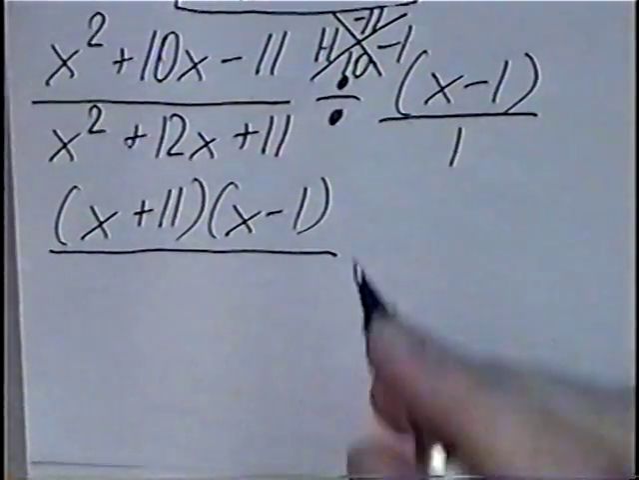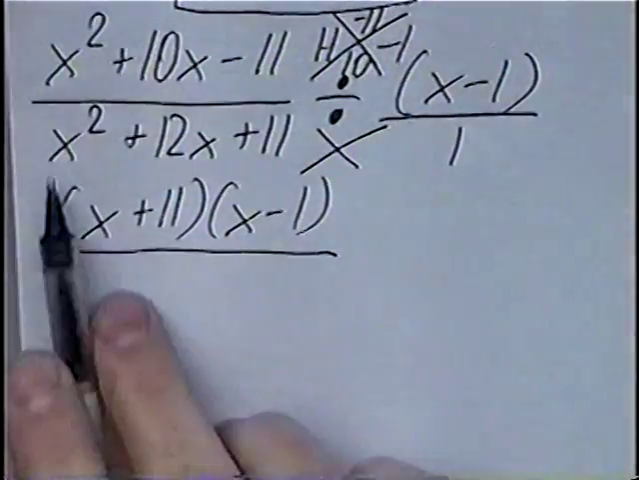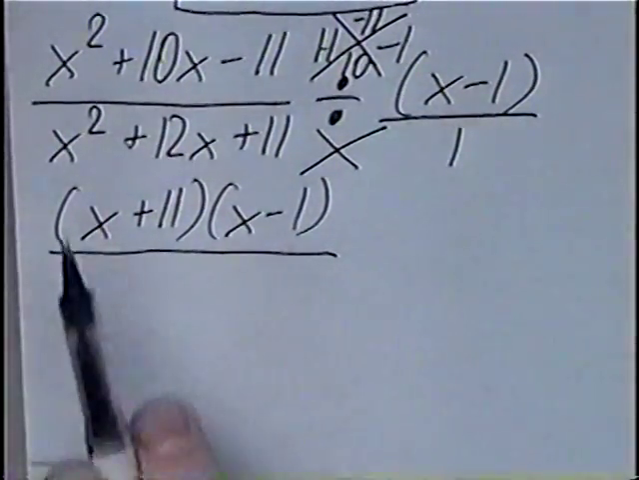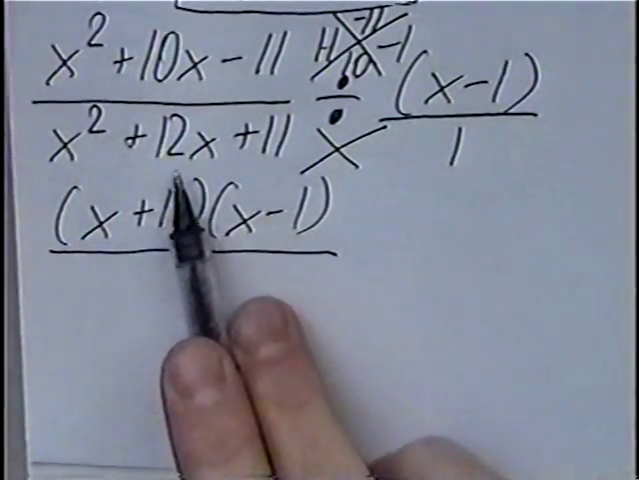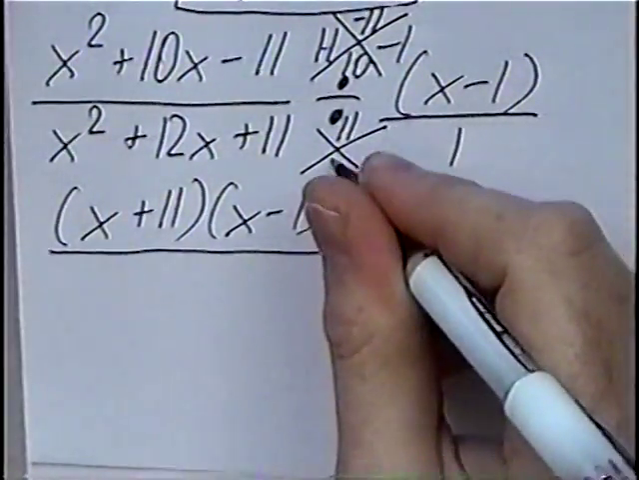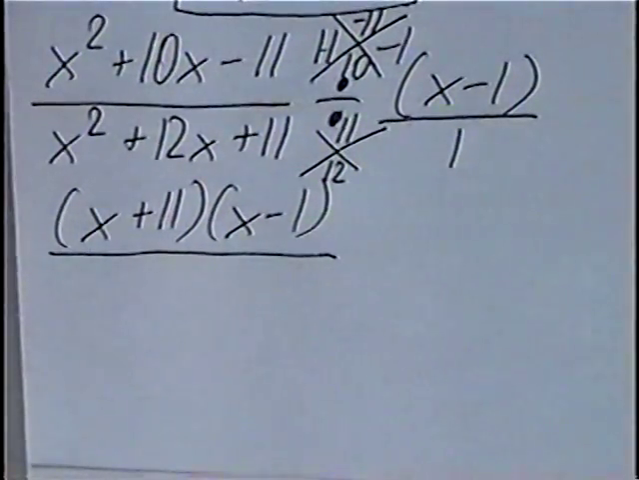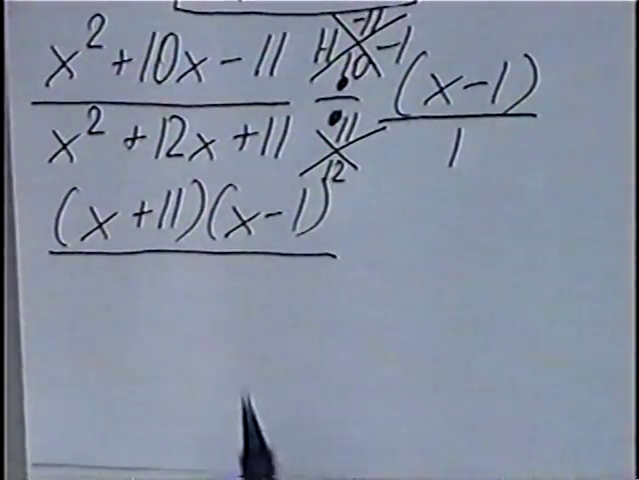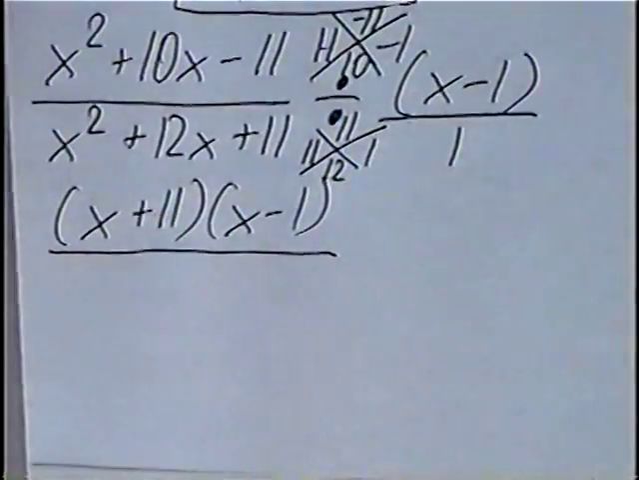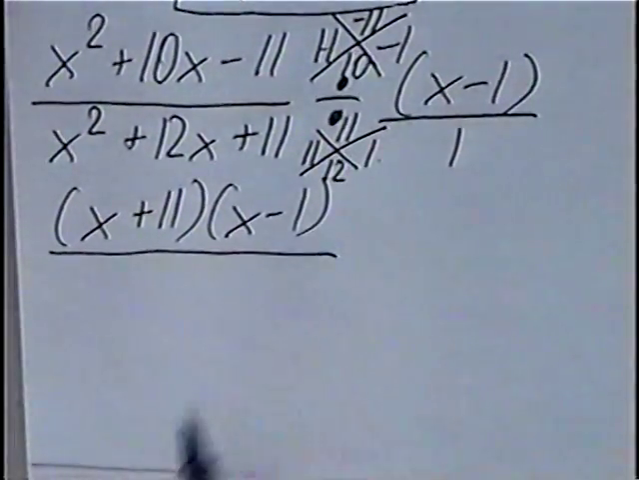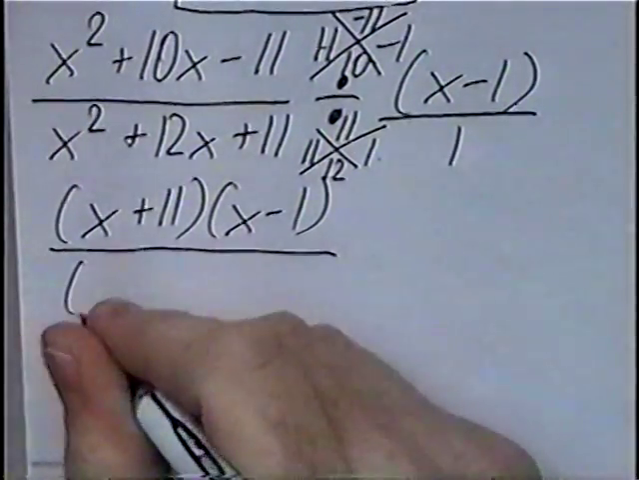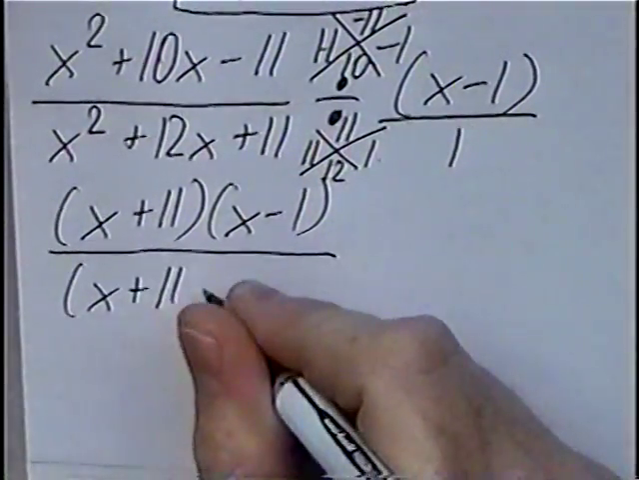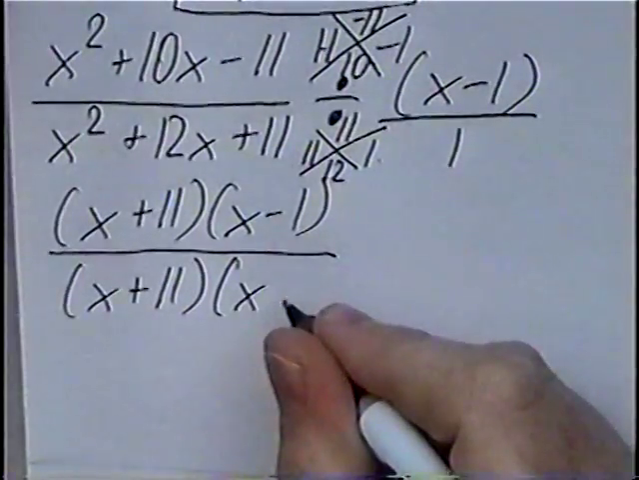Factoring the denominator. Again, x squared plus 12x plus 11, the trinomial, we can factor with a diamond or x method. Numbers that multiply to get 11 and add to get 12. Those numbers would be 11 and 1. 11 times 1 would be 11, and 11 plus 1 would be 12. So the factors would be x plus 11 and x plus 1.